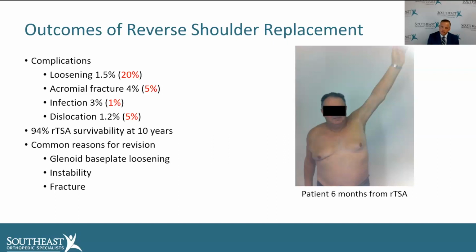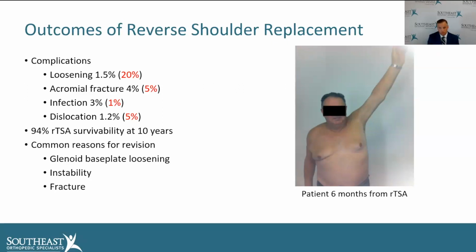So what are the complications associated with a reverse? Loosening of any component, particularly the glenoid side, is about 1.5%. Acromial fracture is about 4%. Infection, 3%. Dislocation, 1.2%. If that sounds pretty daunting, just for comparison, those numbers in red are the same complication risks you would find with total hip arthroplasty, which is arguably one of the most successful surgeries we have today. And you'll see that level of complications with this.